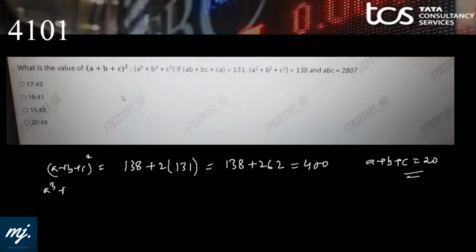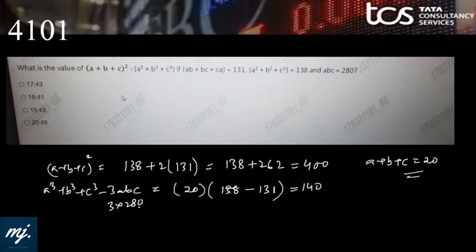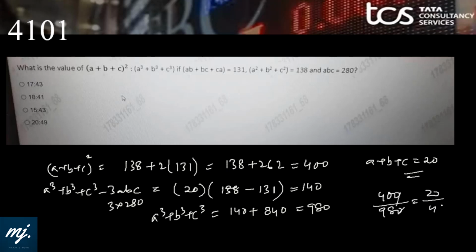Now a cube plus b cube plus c cube minus 3abc, we know that it is equal to a plus b plus c into a square plus b square plus c square minus ab minus bc minus ca. So this is 7 into 20, that is 140, and abc is 280 given. So 3 into 280 is 840. Therefore a cube plus b cube plus c cube is 140 plus 840, that is 980. The ratio we are looking for is 400 by 980, that is 20 by 49.